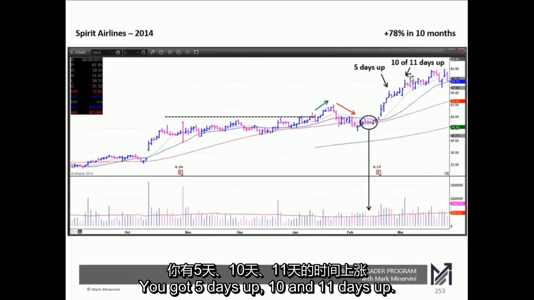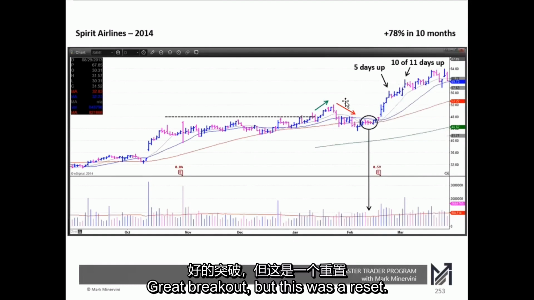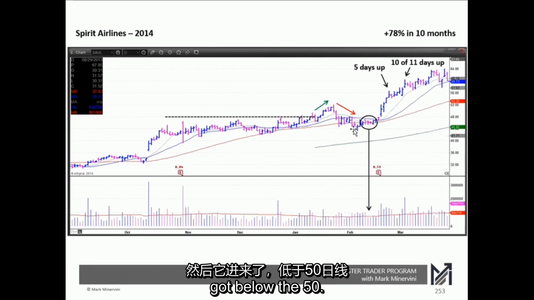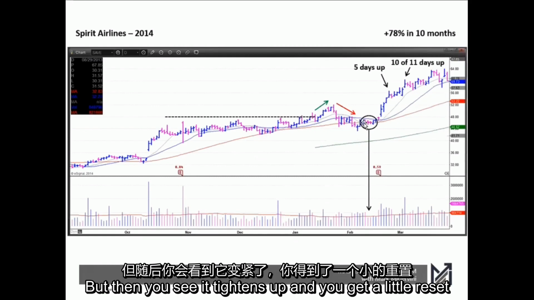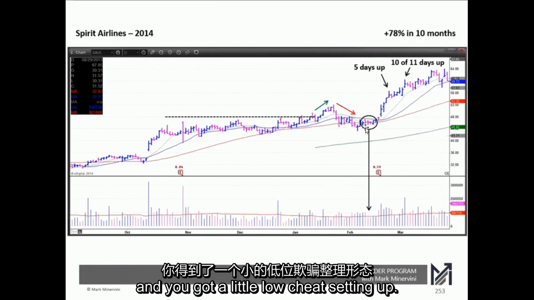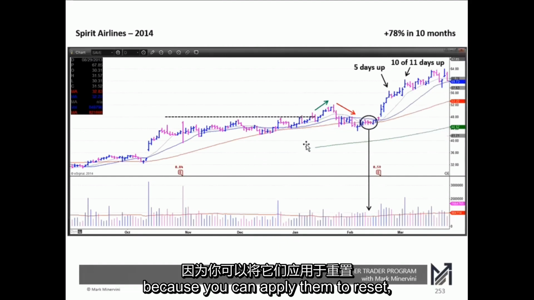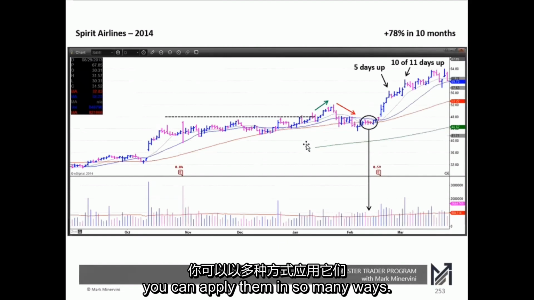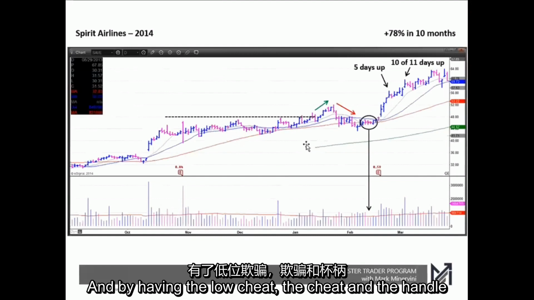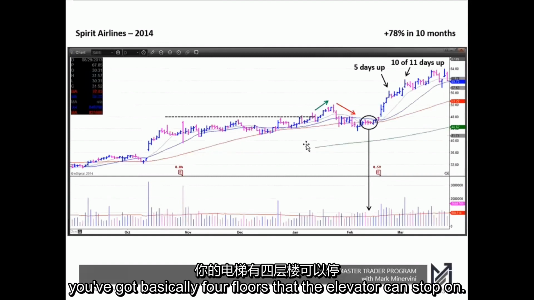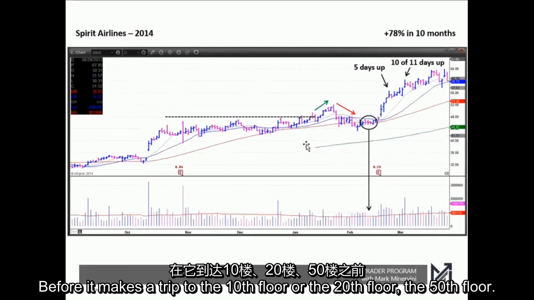You got 5 days up, 10 out of 11 days up. Great breakout, but this was a reset. It originally came out here, then it came in, got below the 50. This would have almost certainly stopped you out, but then you see it tightens up and you get a little reset and you've got a little low cheat setting up. That's why those low cheats, the cheats, they're so valuable, because you can apply them to reset. You can apply them in so many ways. And by having the low cheat, the cheat, and the handle, and even the pullback to the breakout after the breakout, you've got basically four floors that the elevator can stop on before it makes a trip to the 10th floor or the 20th floor or the 50th floor.